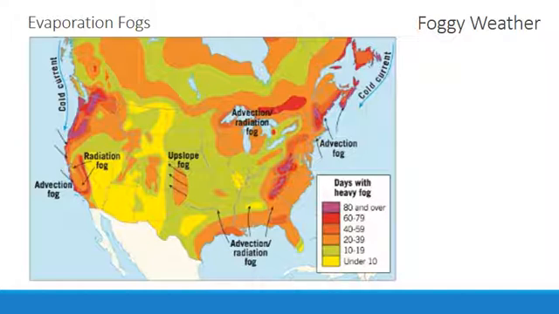And I'm sorry about it being so out of focus. Maybe that's my eyes. But you can see up in the Pacific Northwest, we have all over the Cascades and the Olympic Peninsula, 80 days and more of foggy weather per year. And you can see maybe a little tiny bit of purple there in the San Francisco Bay, but a lot of advection fog on that coast and in most coastal areas.